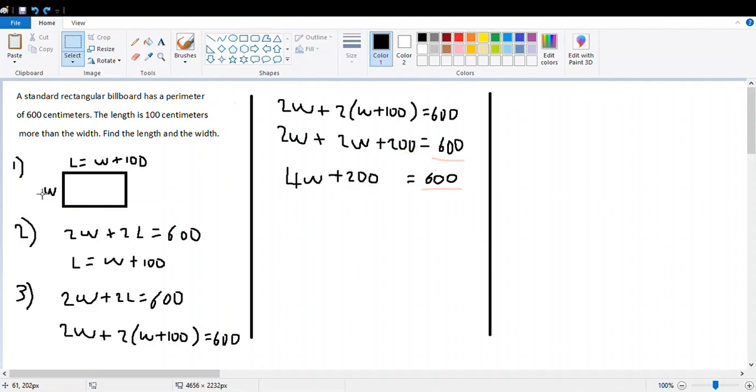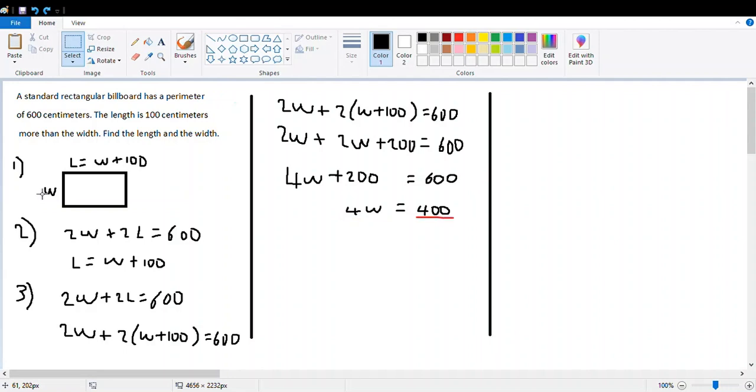Now let's continue. To isolate the only variable that we have now, that is W, we have to use the property of equality. That means that we have to use the same operation in both sides of the equation. In this case, we have to subtract 200 on left and 200 on right. To isolate W, then this is going to be 4W, that is equal to 400. Okay, because 200 minus 200 is 0, then it's going to be just 4W, and 600 minus 200 is 400.